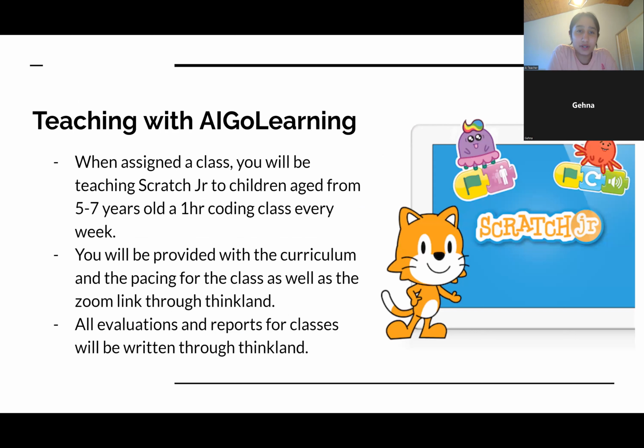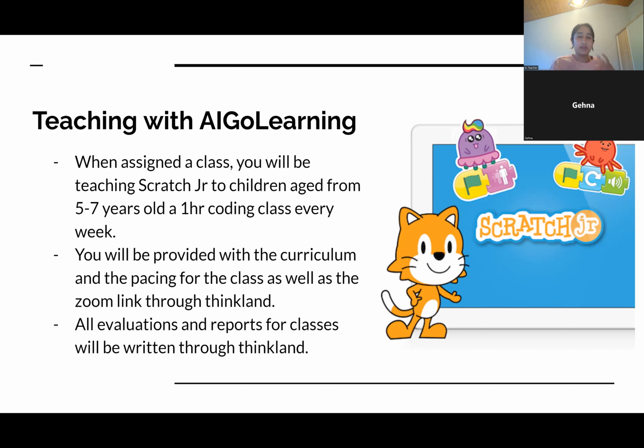Now, teaching with AI000 Learning. I'm going to keep this short because there are multiple videos, I think, on the teaching process with AI000 Learning specifically. But the overall gist of it is that when you're assigned a class, you will probably receive an email from ThinkLand, and it will tell you the time of the class, who your students are, what the Zoom link is. And you will be teaching students who are aged from 5 to 7 years old a 1-hour coding class every week. You will be provided with the curriculum and the pacing for the class on ThinkLand.